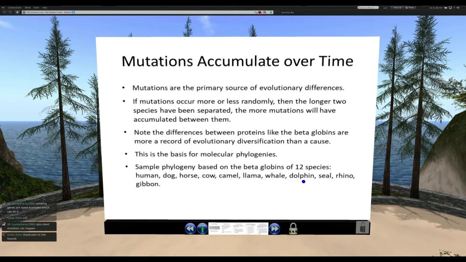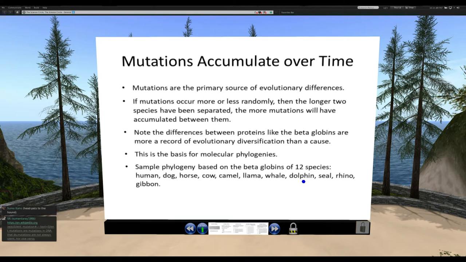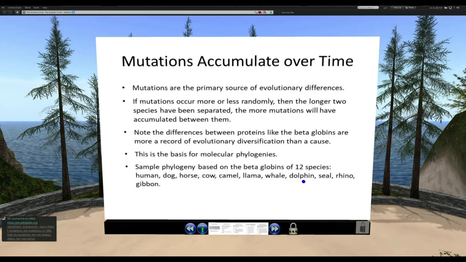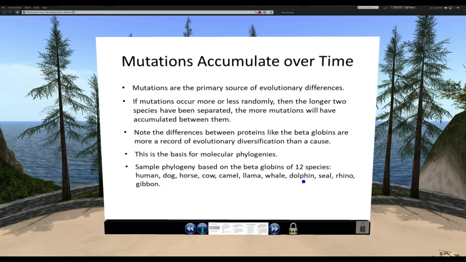Okay, so mutations are different in different species because once the lineages in which two species are found have separated, then they can accumulate different mutations just at random. So if these mutations occur more or less randomly, then the longer any two species have been separated, the more mutations will occur between them. And because of that, we can use the number of differences in DNA or in protein sequences to look at the relative relationships between organisms. So this is the basis of molecular phylogenies.